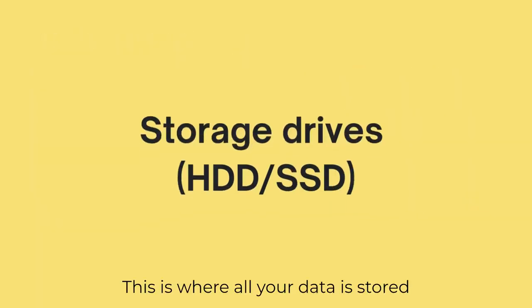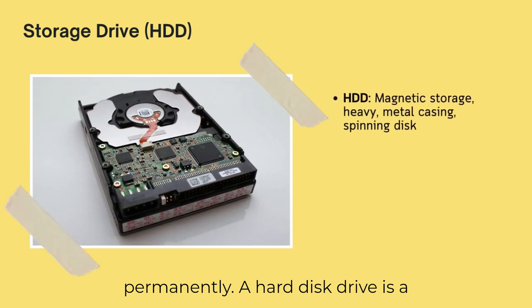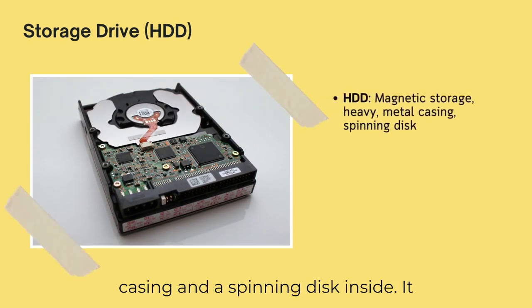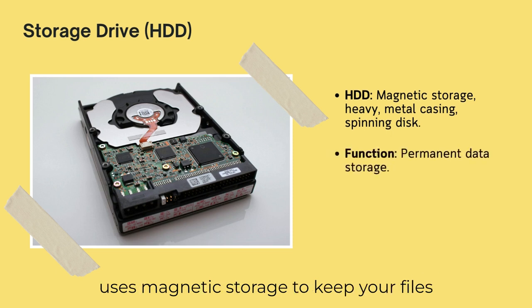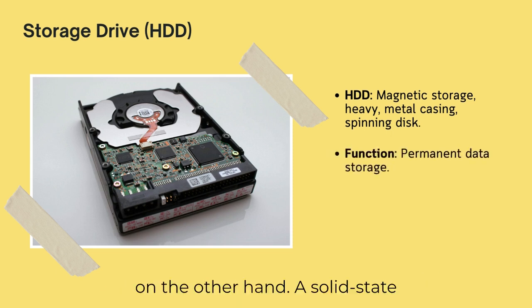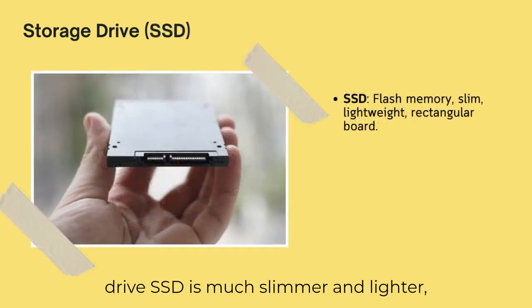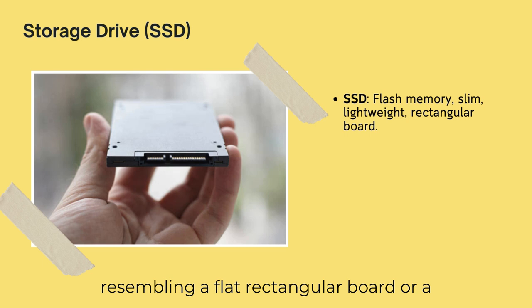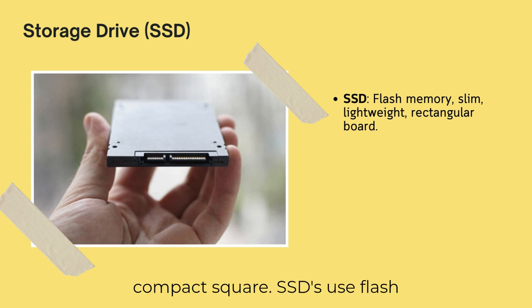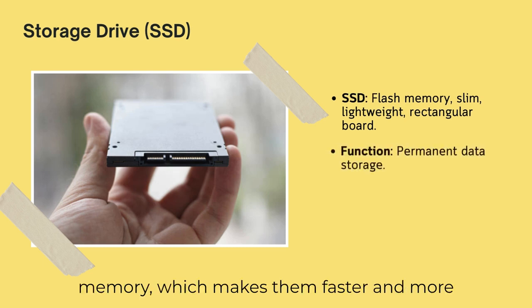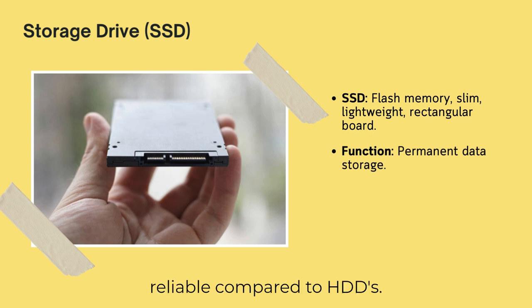This is where all your data is stored permanently. A hard disk drive is a rectangular box, often with a metal casing and a spinning disk inside. It uses magnetic storage to keep your files. On the other hand, a solid-state drive (SSD) is much slimmer and lighter, resembling a flat rectangular board or a compact square. SSDs use flash memory, which makes them faster and more reliable compared to HDDs.